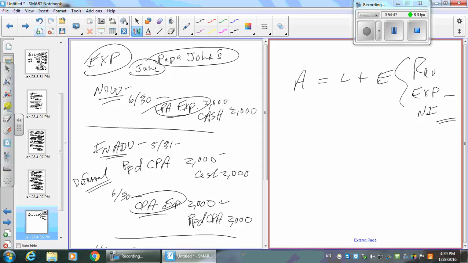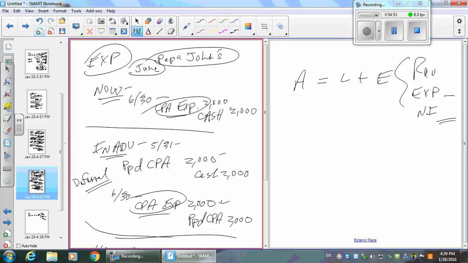Okay, so let's use just this one, in advance, on the expense side. What I want you to do is take the first journal entry here: debit prepaid expense, is what that is, and credit cash. What does that do to the balance sheet and income statement? What does a debit to prepaid CPA do? It's a prepaid, therefore an asset. We know it's an asset.